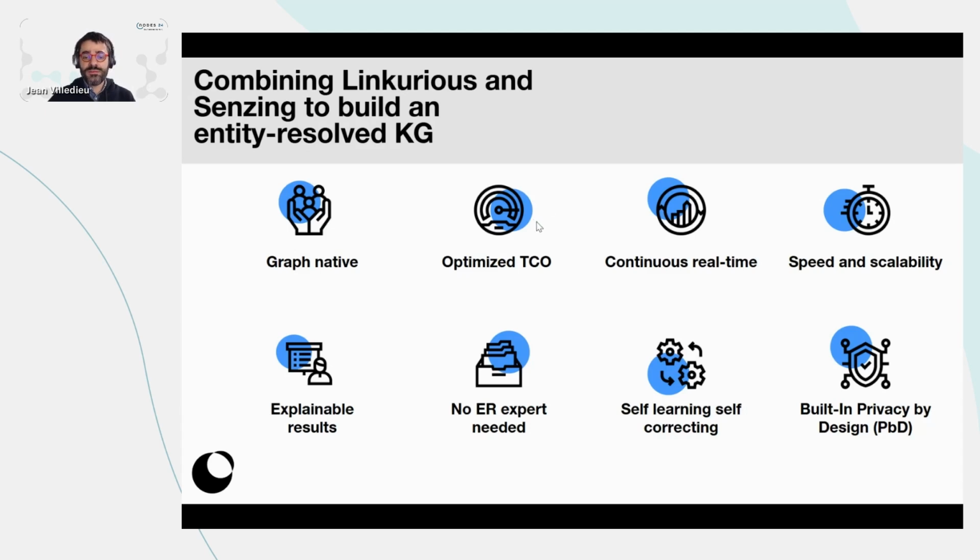Similar additional benefits include the fact that it's completely continuous and real time. As new data comes in, the entity resolution process is performed. Sensing is highly scalable, meaning that this approach can scale to billions of records. And something that's also important is that it's explainable. When records are entity resolved, it's possible to understand why, which is very important when you have sensitive data and sensitive decisions.